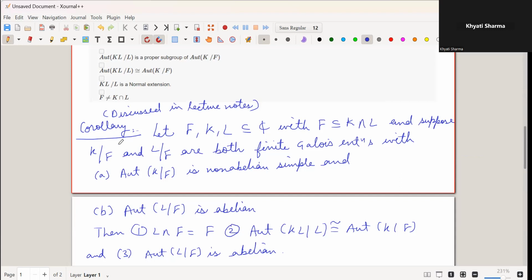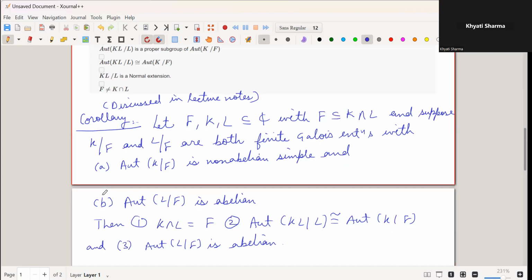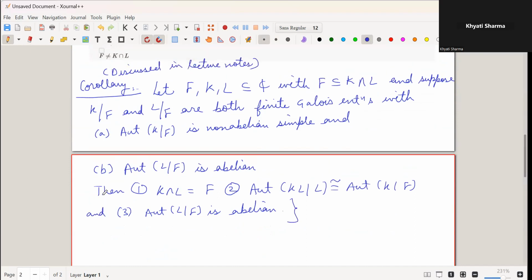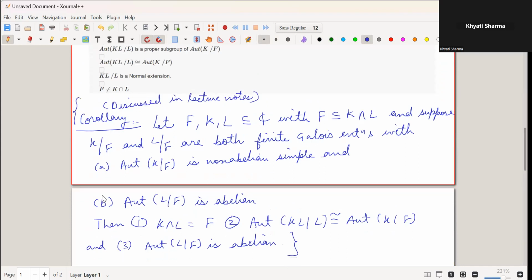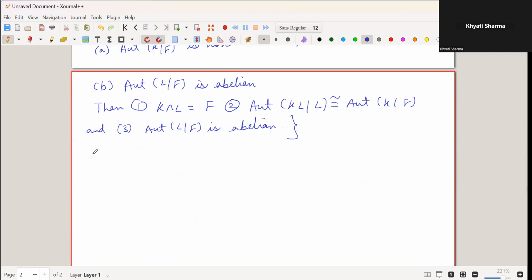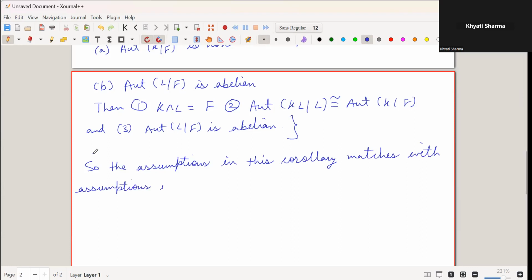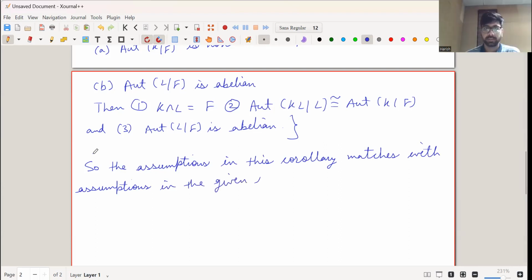Yes. So here I made a small mistake. Here it should be K intersection L is F. So here it is K intersection L is F. You can see that the assumptions in this corollary match with the assumptions in the given problem.